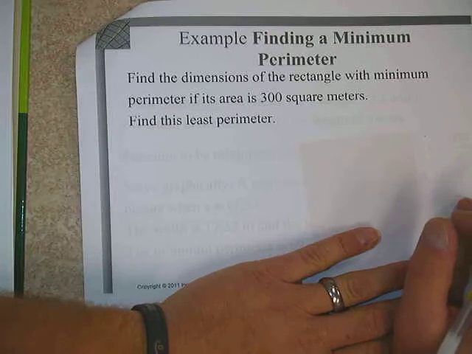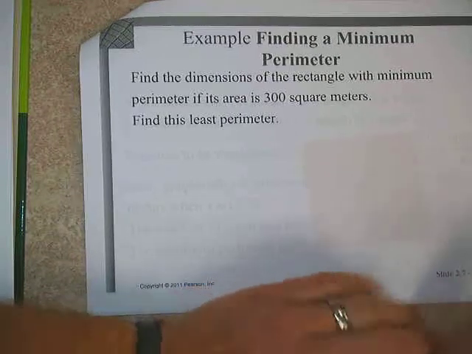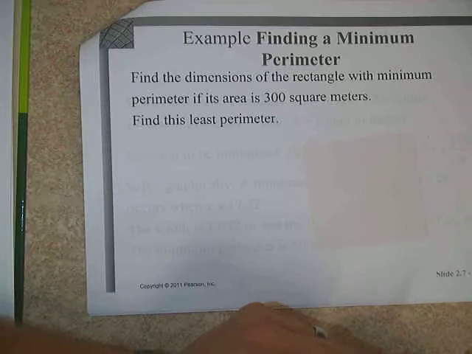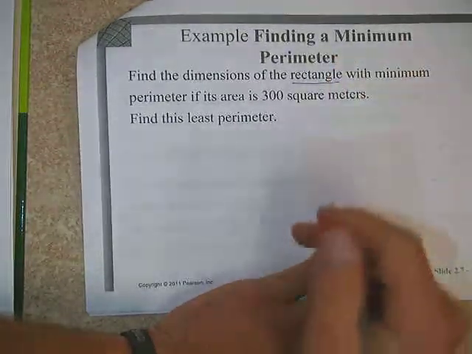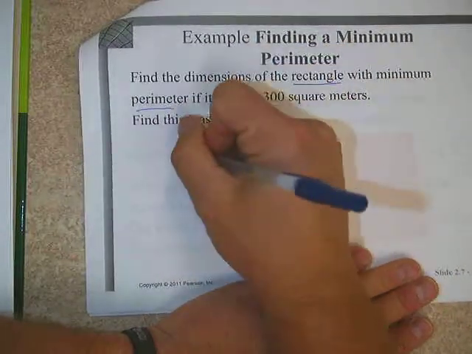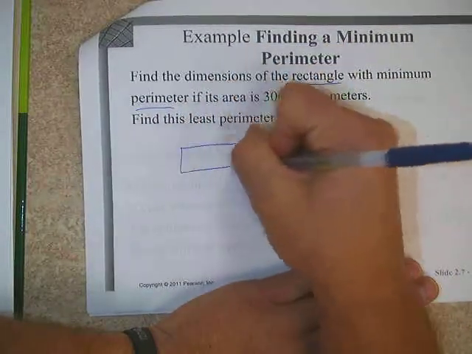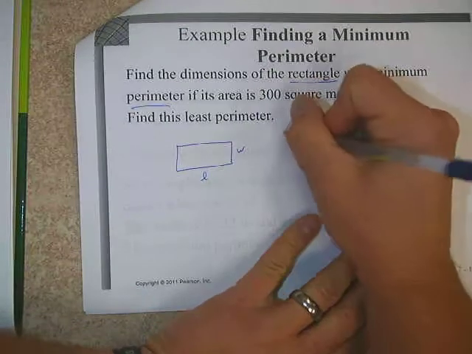So in this case, it says find the dimensions of a rectangle with the minimum perimeter if its area is 300 square meters, and we want to find this least perimeter. Now, the general theme of any problem where we're trying to find a maximum or a minimum is to first write an equation that describes the situation. So first of all, we're talking about a rectangle, and we're talking about perimeter.